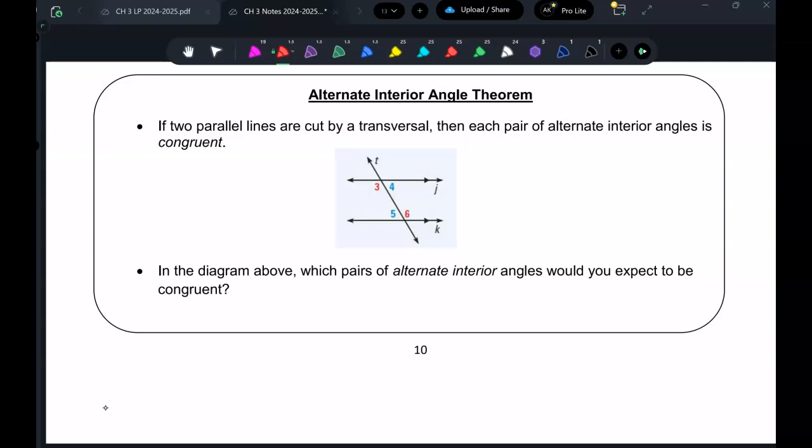All right, next we have the alternate interior angle theorem. Again, everything that we do in today's lesson is going to start off with the lines having to be parallel. If they're not parallel, then we can't make a determination. What do we see here? Alternate interior angles are going to be congruent. So angle 3 has to go with what angle? What is alternate interior to 3? Good, 6.